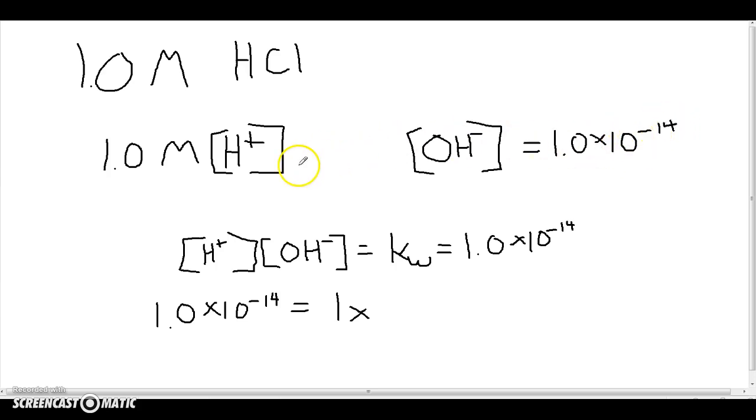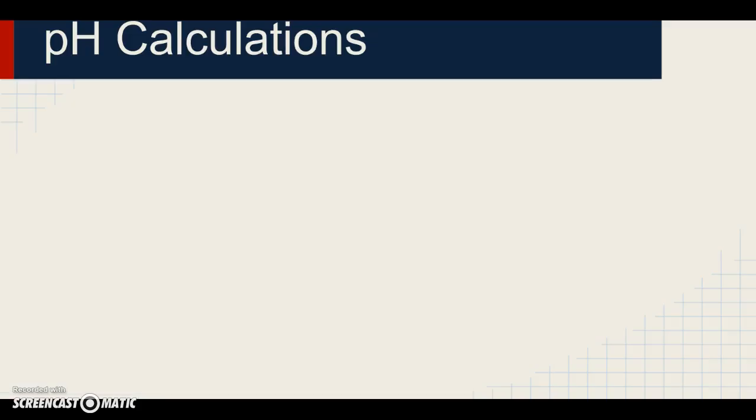So, if we know either the concentration of hydrogens, hydroniums, or hydroxides, we can calculate the other one, because Kw will always be the same thing. Now, the numbers we're going to be working with for concentrations are often going to be very small. Do you remember what that concentration for those hydroxides just was?